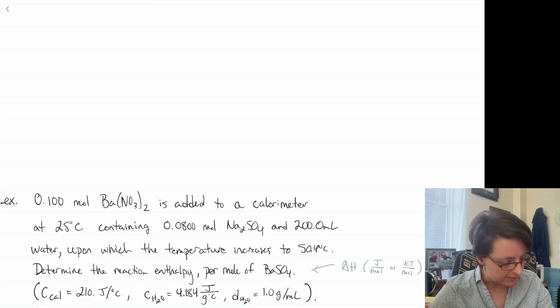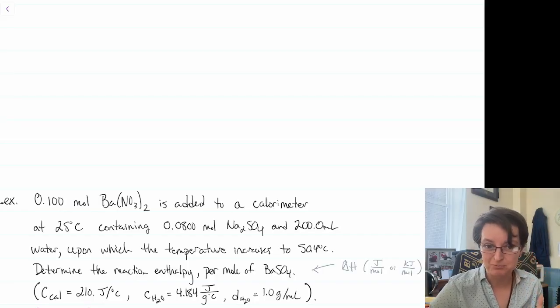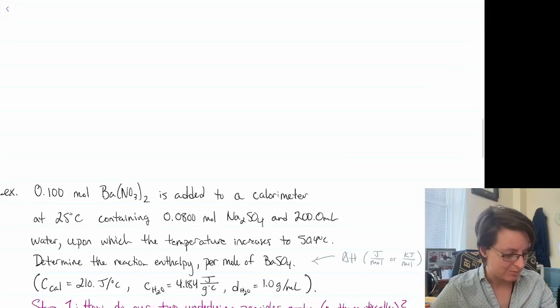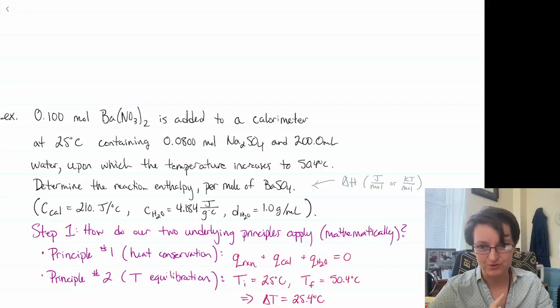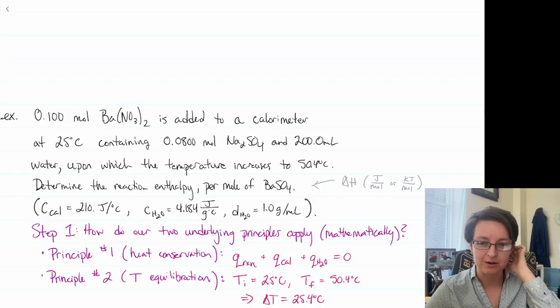All right, and then last but not least, it looks like it gives us a little bit of information. We've got the heat capacity of the calorimeter, we've got the specific heat capacity of the water, and we've also got the density of the water. I don't know how I'm going to use these things yet, but that's a problem for later, because step one is still to think through the underlying principles and how they relate to our problem.